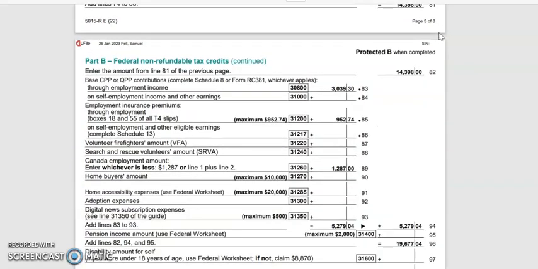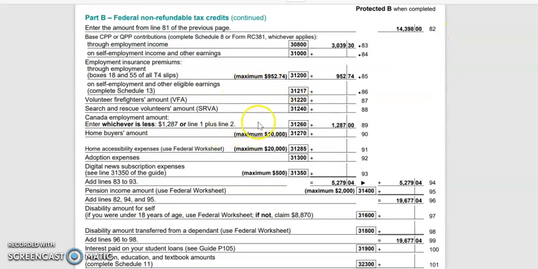So scroll back down. Hopefully this isn't making you dizzy. Okay, so since it's 70,000, the amount that's less is definitely the 1,287. Okay, this is a line that for some reason continuously gets missed by students handing in assignments. So please always put in the Canada employment amount. Okay, so then there's nothing else that needs to be added in. So this is where we add lines 83 to 93. So the CPP amount straight through, and it gives us $5,279.04. We carry that over.